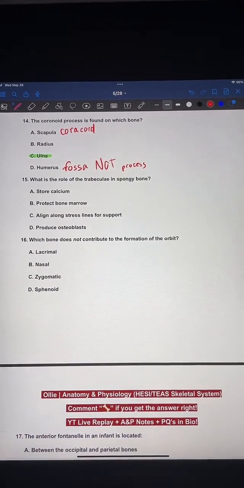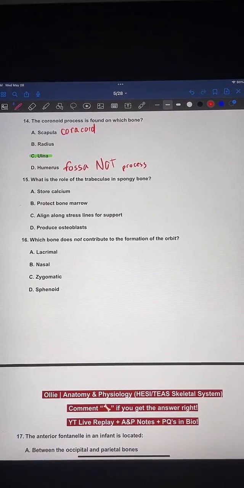Moving on to number 15. What is the role of the trabeculae in spongy bone?